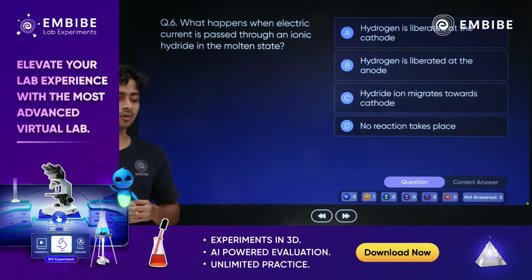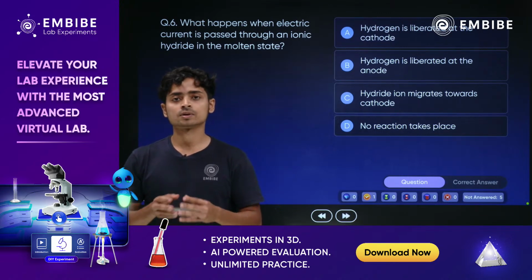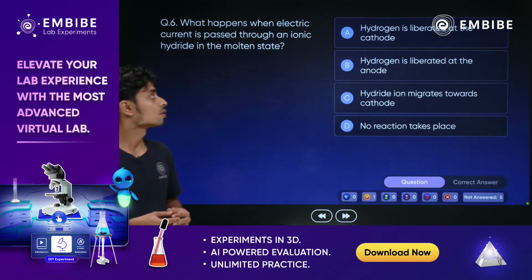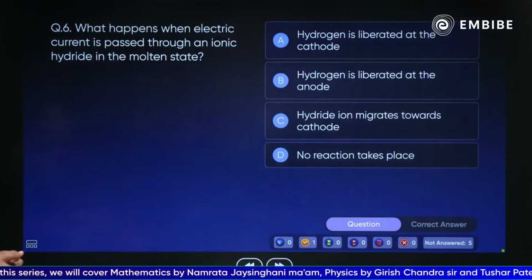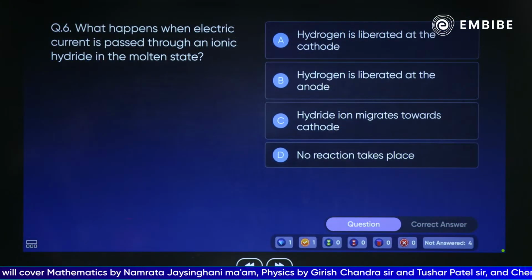So should it get oxidized at anode or should it get reduced at cathode? So you've got hydride. Two people already answered the question.